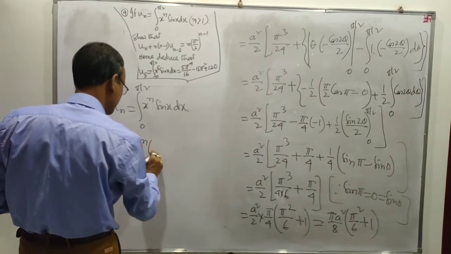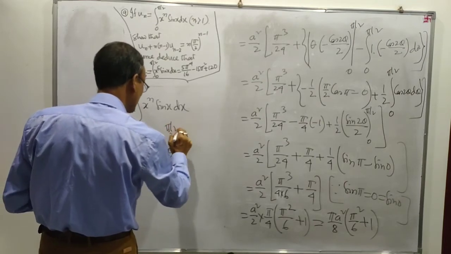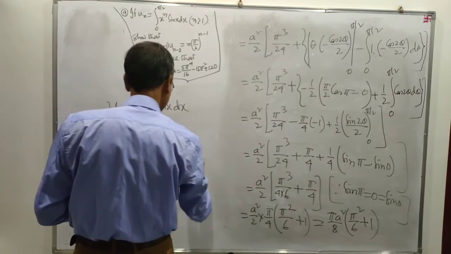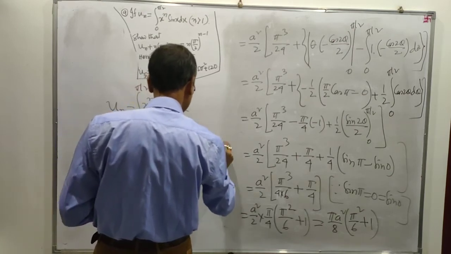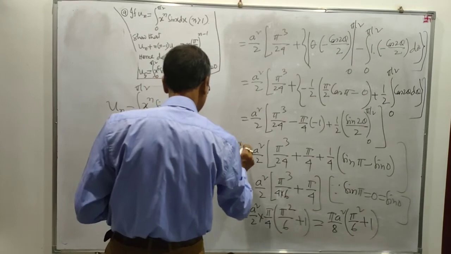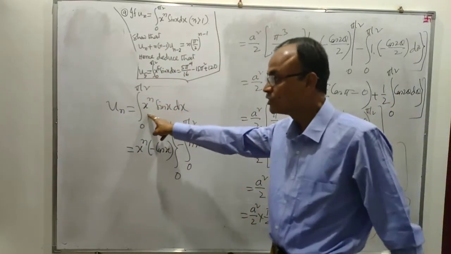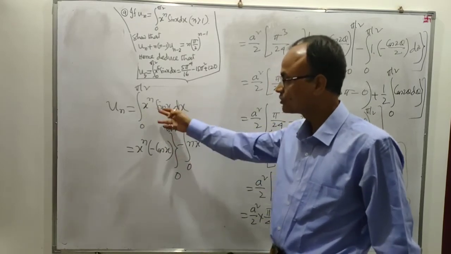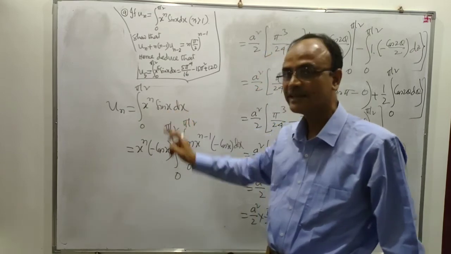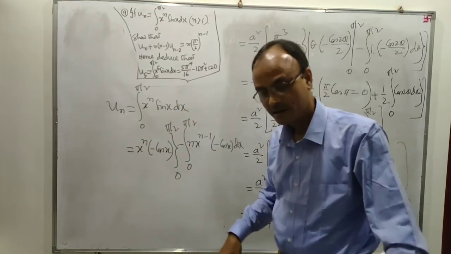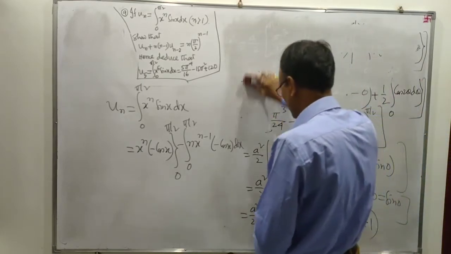X to the power n into minus cos x, 0 to pi by 2, minus integration 0 to pi by 2, the differentiation of the first function into integration of the second function. First function x to the power n and the second function sin x. The integration will be like this.